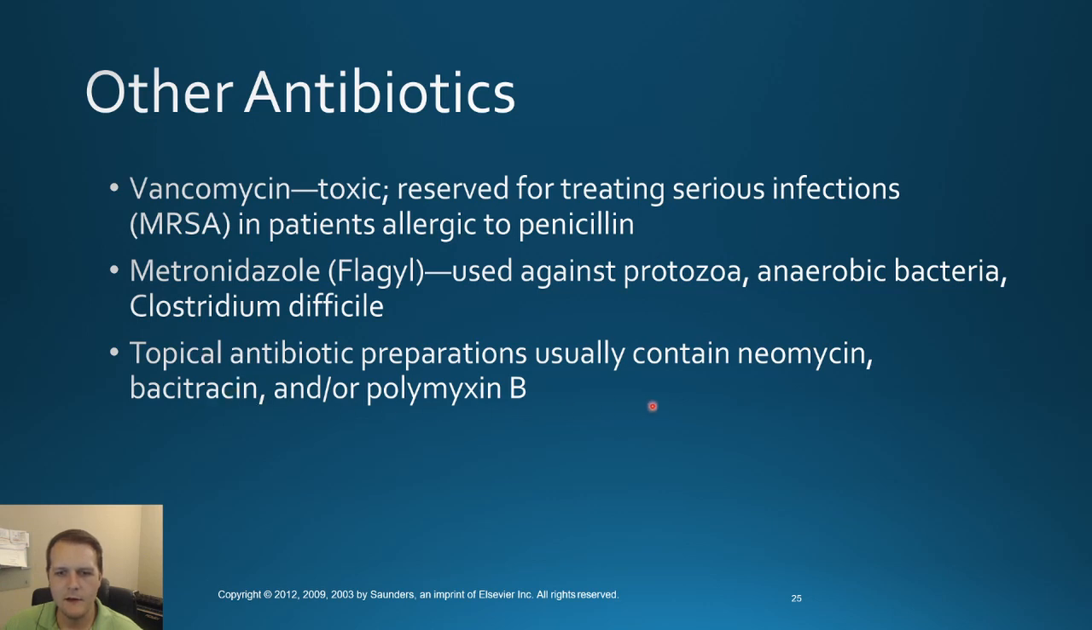And then for topical antibiotics, things like your Neosporins and your double antibiotics and things like that, typically they're going to contain either one or all of the following, including neomycin, bacitracin, and or polymyxin B. So a lot of those topical antibiotic ointments you may put on cuts and scrapes and things like that usually include 1 or 2 or 3 of these drugs here.